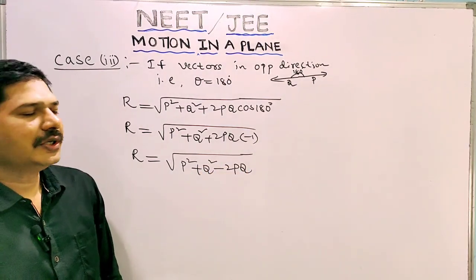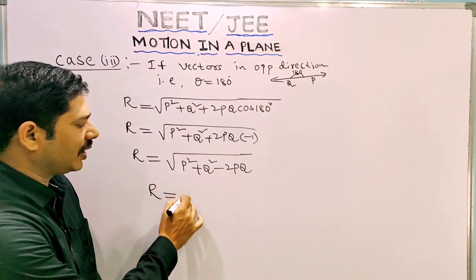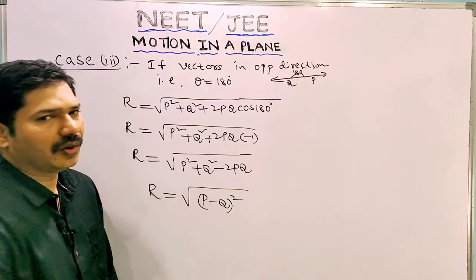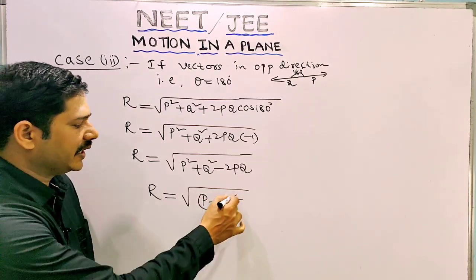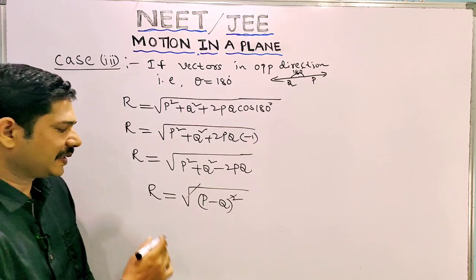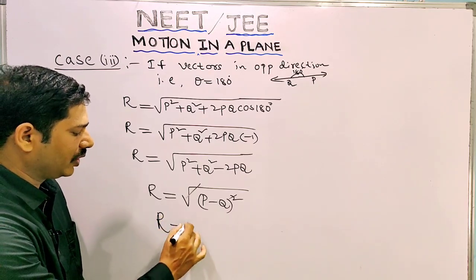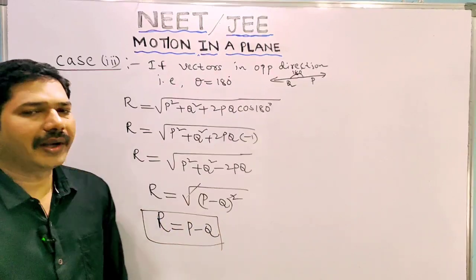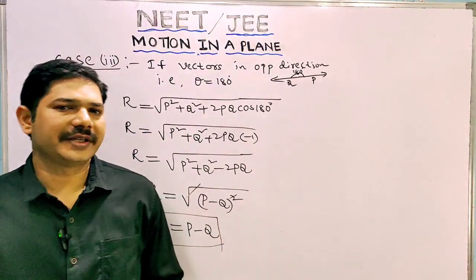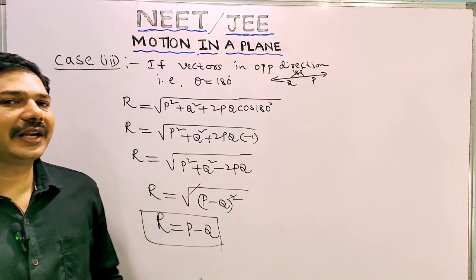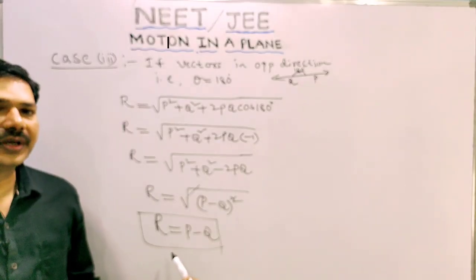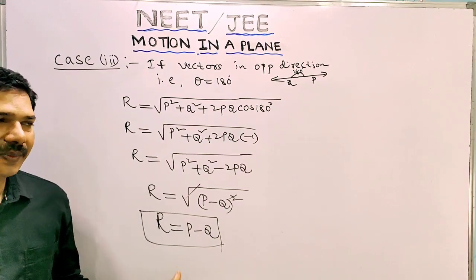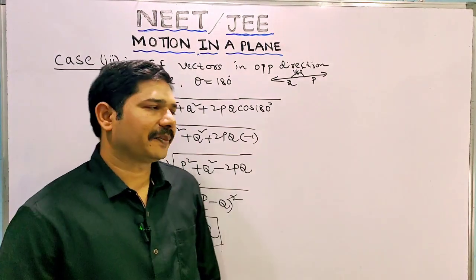So we can write this as R equals under root (P minus Q) whole square. Here the square root cancels. What happens at that time? Resultant R equals P minus Q. So when two vectors are in opposite direction, the magnitude of the resultant is the difference of the two vectors, P minus Q. Direction, what happens? We'll see.